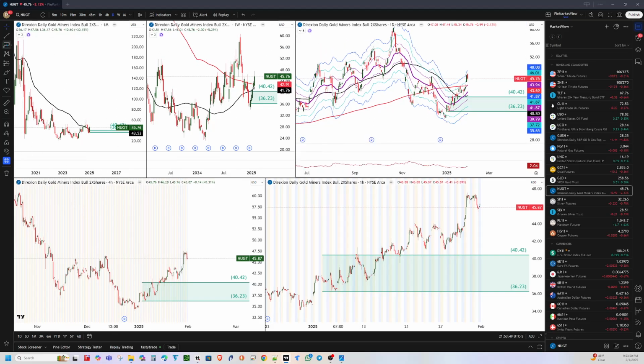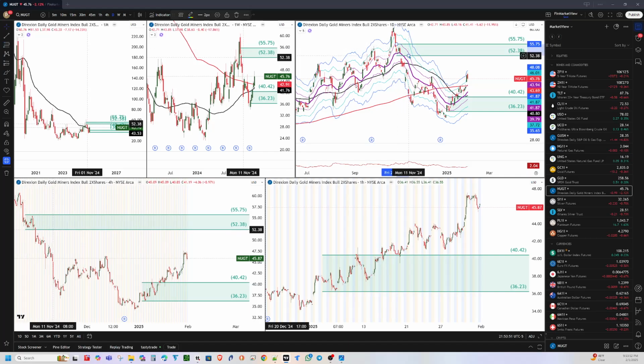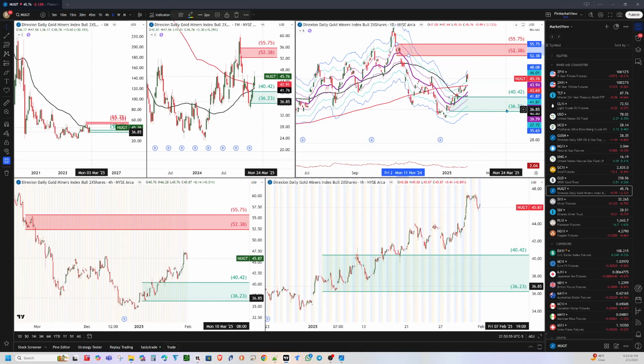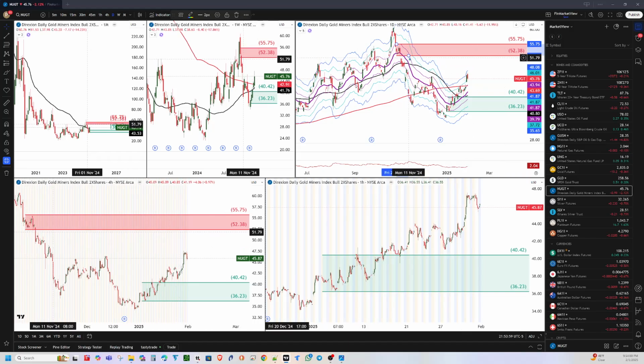Then the resistance I'm looking at is basically the 56 sell zone on this. If you ever enter in the 40ish area, then look for an opportunity to sell at 52, because NUGT and GLD purely depend on the spot gold futures market.